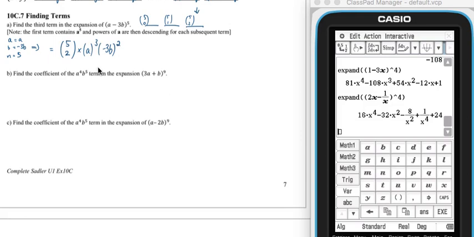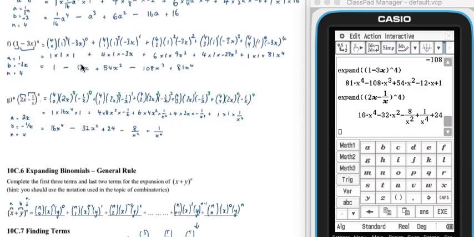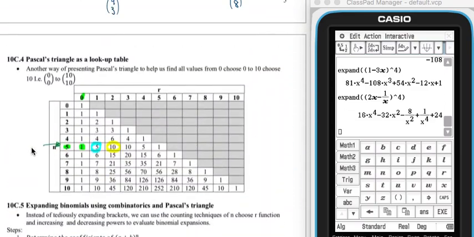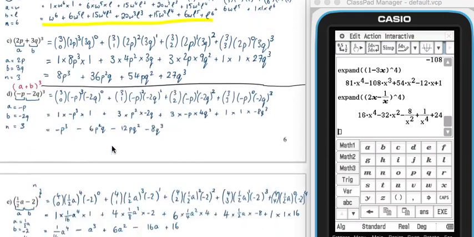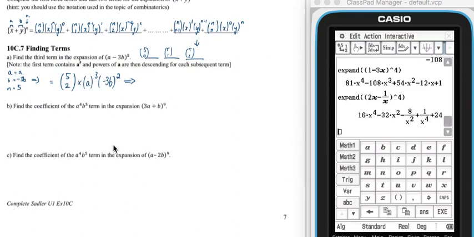I'm just going to draw an arrow across because I've done some pretty big font there. Now we need to simplify this. So 5 choose 2, go up to our Pascal's triangle, or in this case my lookup table. 5 choose 2 is 10. So I put a 10 there, times a cubed, times -3 squared, which is going to be 9b squared. Simplified, that will be 90a cubed b squared.